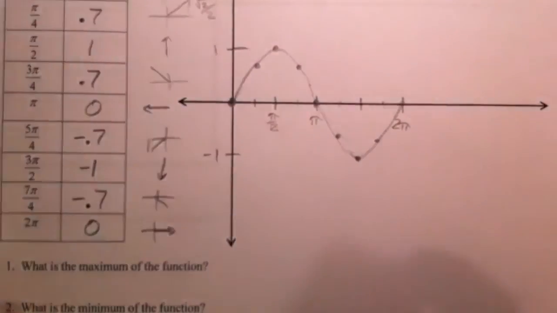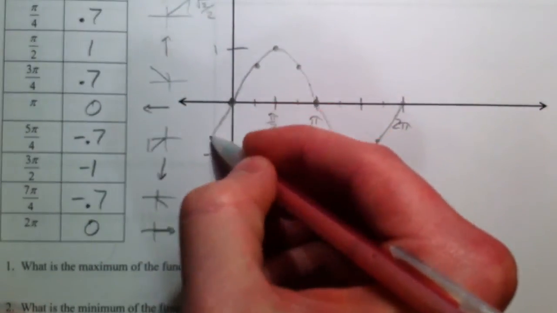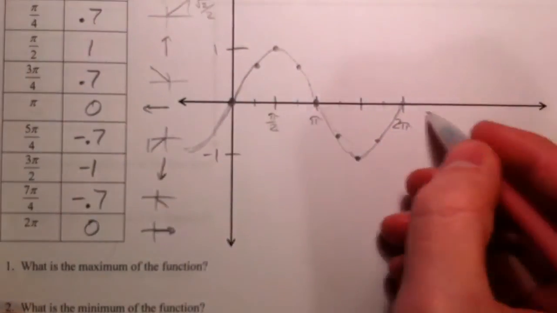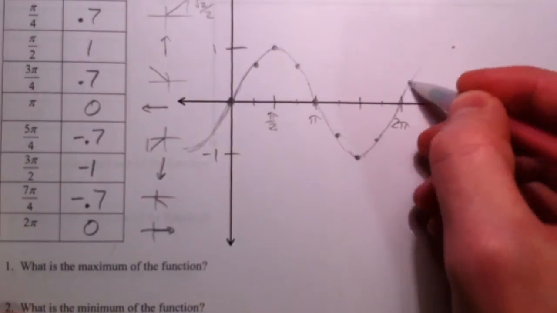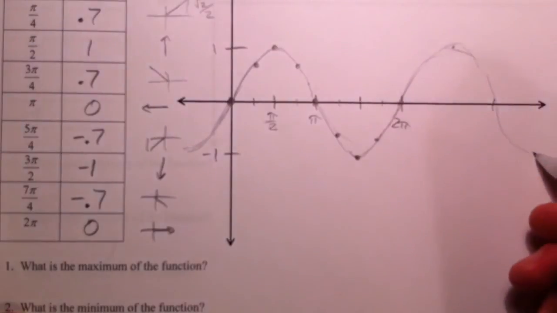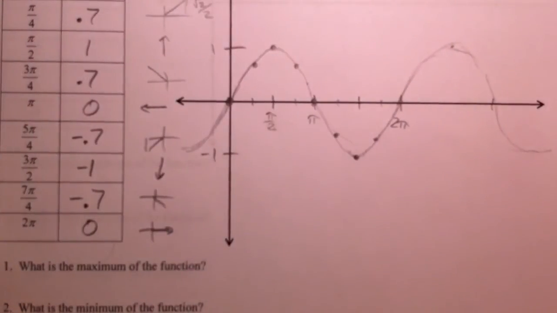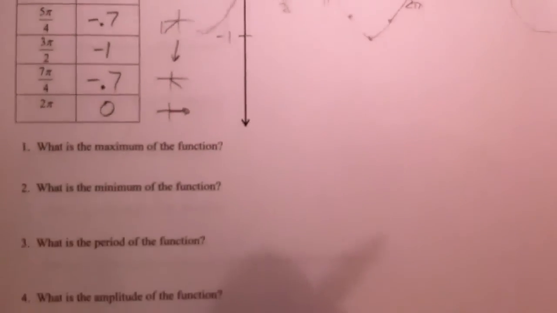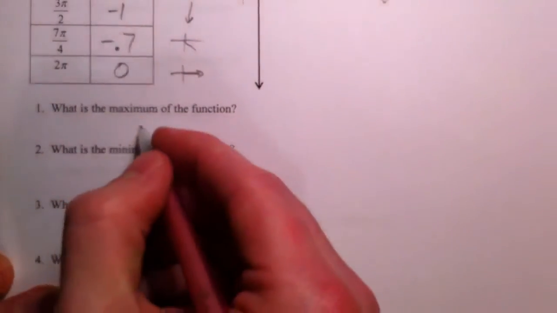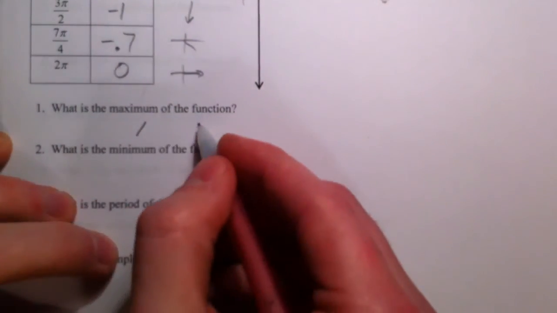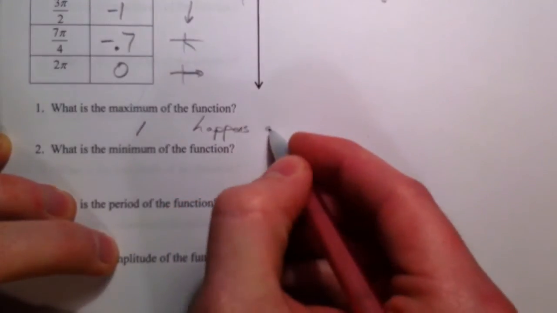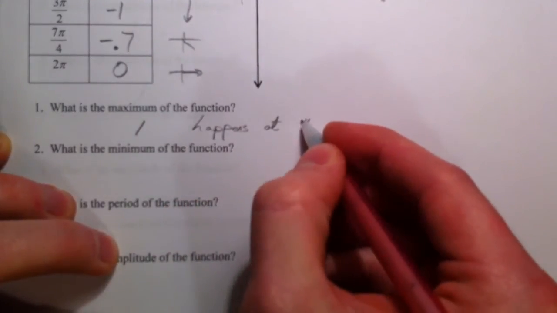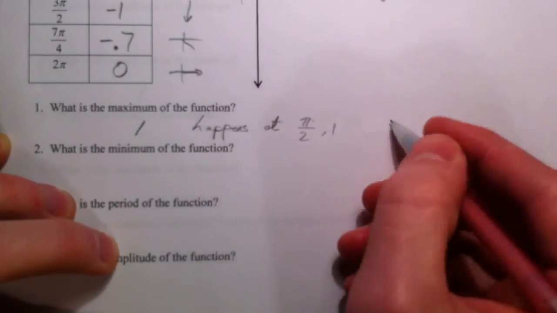The big thing to realize is that if we continue the pattern this way, same thing will continue to happen. It's going to always be between negative 1 and 1. So what's the maximum of the function? 1. Happens at pi over 2, comma 1.